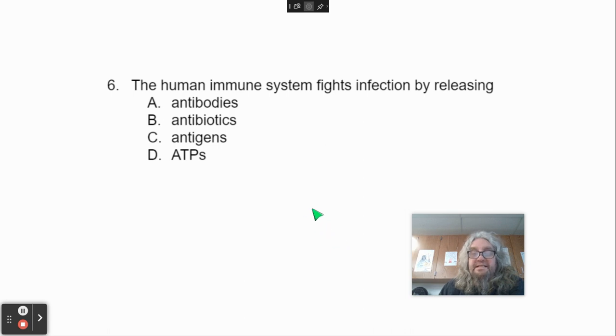Number six, the human immune system fights infection by releasing A, antibodies, B, antibiotics, C, antigens, D, ATPs.